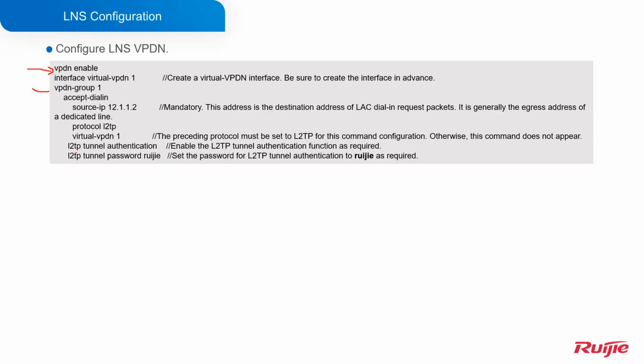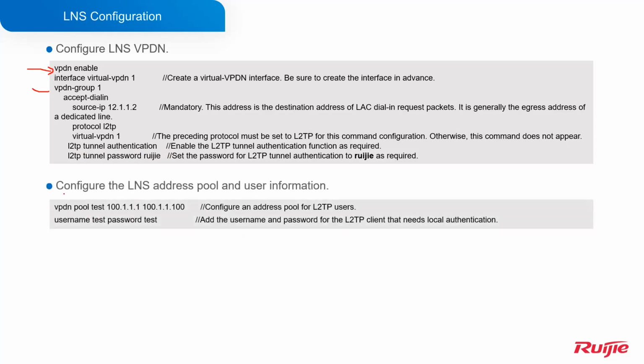And then you can provide the tunnel authentication. The password is Ruijie. That means maybe the L2TP client, the LAC, wants to send out some L2TP message to do negotiation. We have to check your identification. If we have the same password, then we can establish the tunnel, something like this.